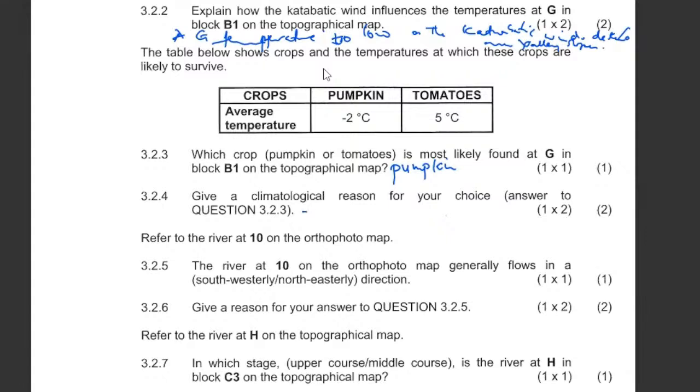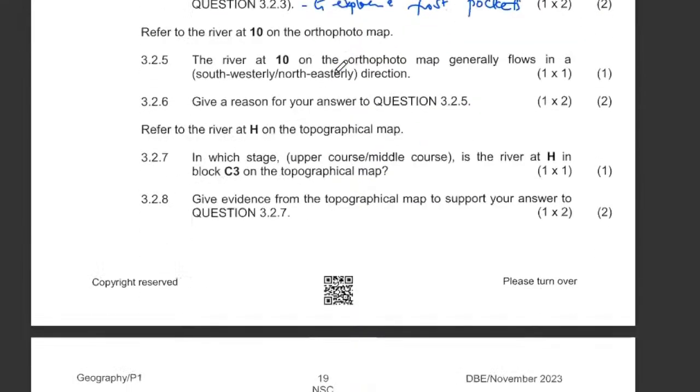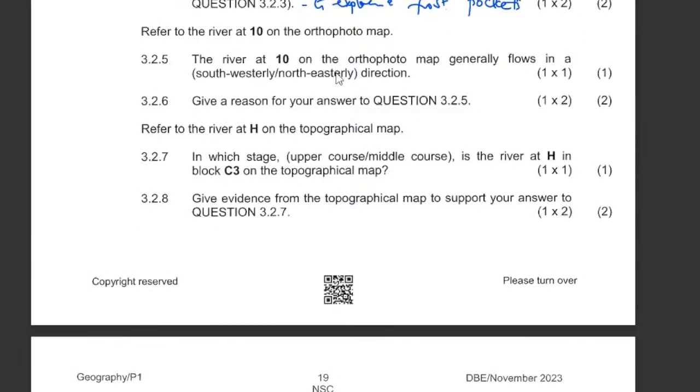The climatic reason is that G experiences frost pockets. That's why you see even the temperatures are in minus. Remember, frost pockets is when the temperatures drop below the freezing point. Okay. G experiences frost pockets. Okay.